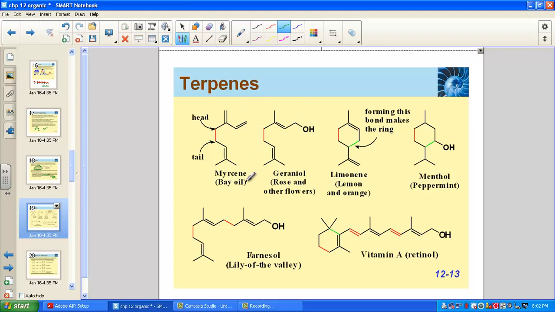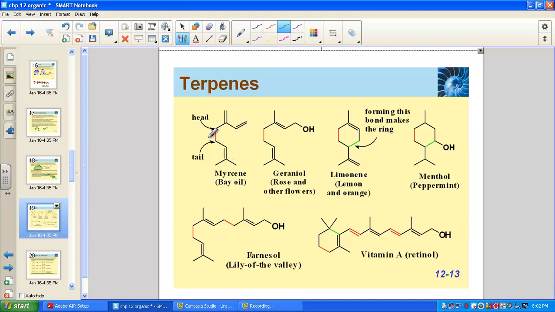Here are some examples of terpenes that we find in nature. Myrcene, in bay oil. Geraniol, which we see in roses and other flowers, giving us the scent often found in marketed perfumes. Lemons and oranges have a terpene component. Menthol, as in peppermint. Farnesol, found in lily of the valley. And even vitamin A, sometimes marketed as retinol, especially in face creams, you'll hear retinol.